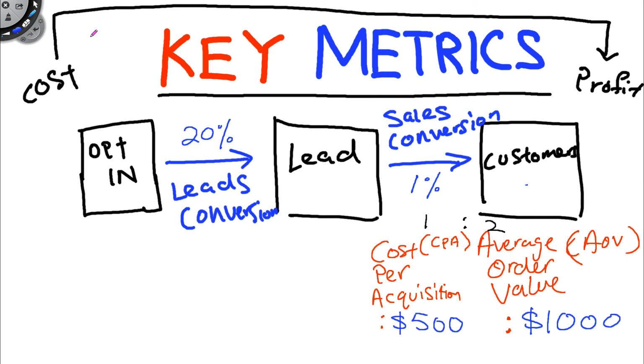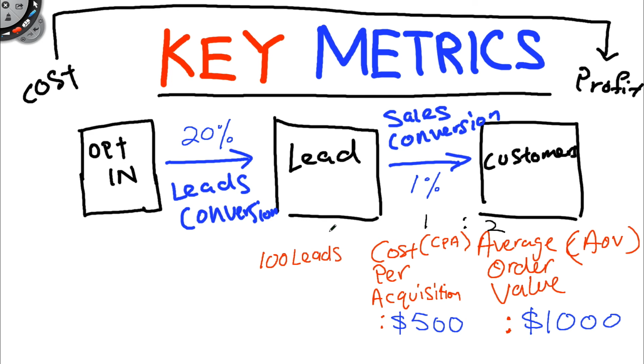Does that make sense? All right. So over here, the next thing that we really want to establish is the number of leads. The number of leads that I need to have in order to have one customer. So assuming that my sales conversion is at 1%, I need to have 100 leads.